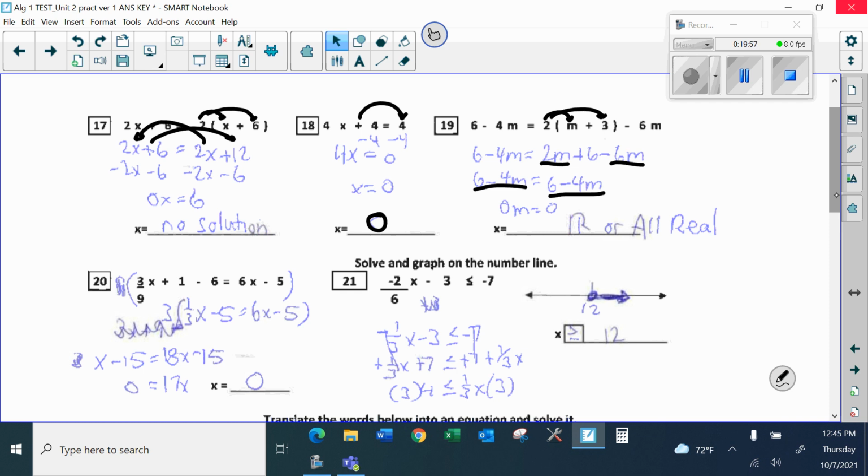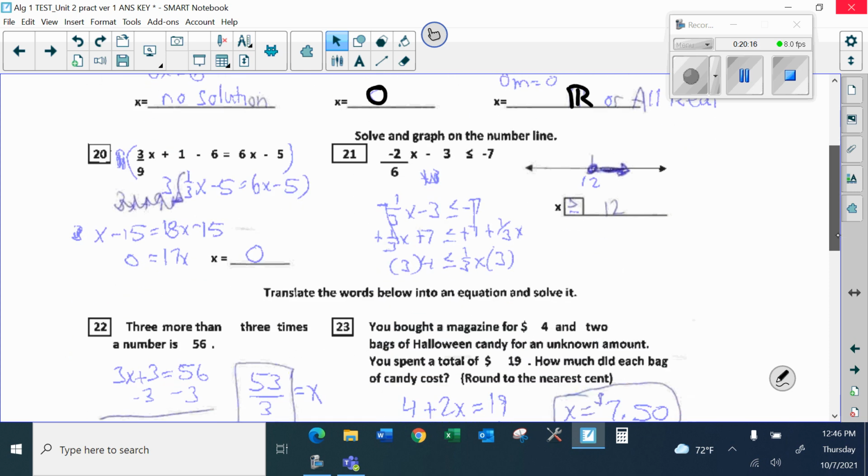If I was to finish it off, I would add that 4 across there, subtract that 6 across there, and I get 0m equals 0. 0 times what number equals 0? Every number times 0 is 0. So it's all real. You can write it like this, or write out the words all real.